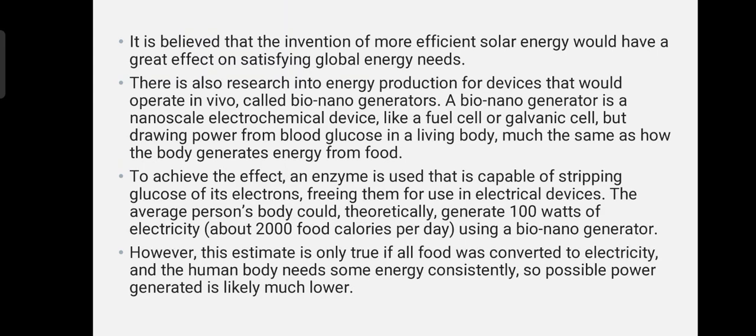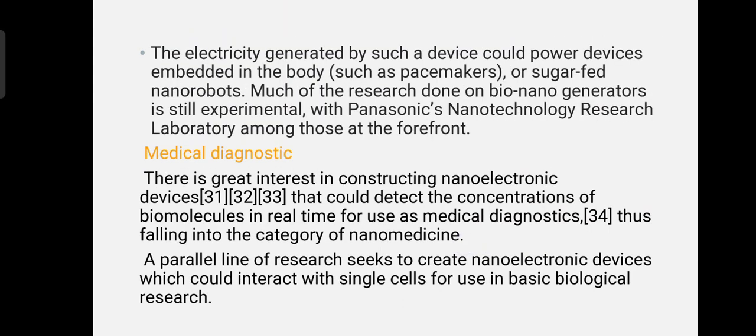To achieve the effect, an enzyme is used that is capable of stripping glucose of its electrons, freeing them for use in electronic devices. The average person's body could theoretically generate 10 watts of electricity, about 2000 food calories per day, using a bio-nano generator. However, this estimate is only true if all food were converted to electricity, and the human body needs some energy constantly, so power generation is likely much lower. This electricity generated by such a device could power devices embedded in the body such as pacemakers or sugar-fed nanorobots.